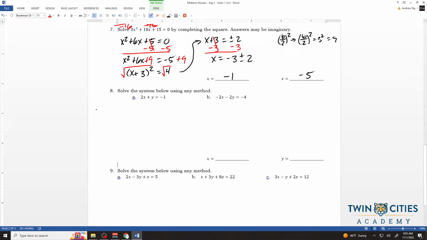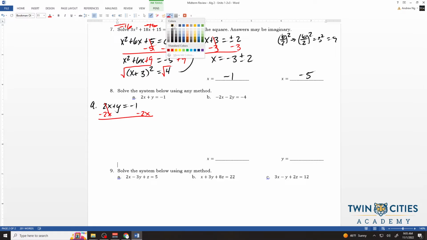So I'm going to start out with equation a over here, and that's 2x plus y equals -1. I'm going to subtract 2x from both sides. So this will make y equals -2x minus 1. And in this system, y is equal to this whole thing. So I might just put these in parentheses just to remind myself. y is this whole thing, -2x minus 1.